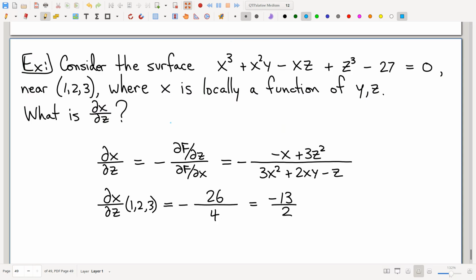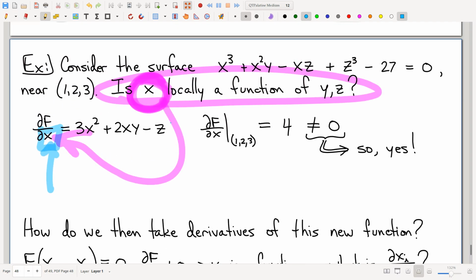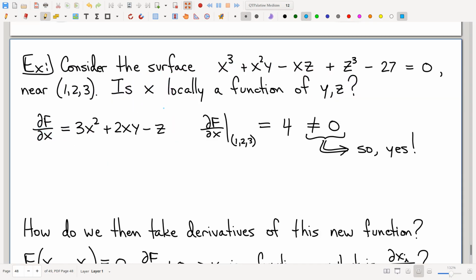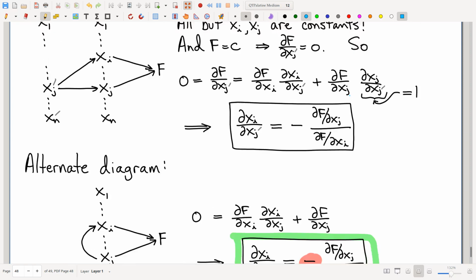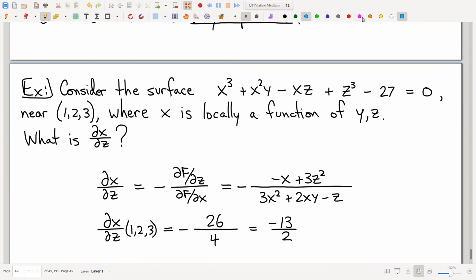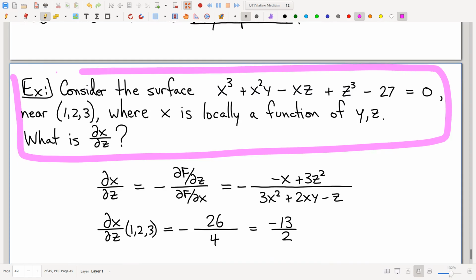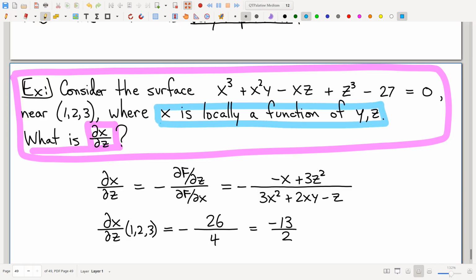You'll notice that I wrote this as two examples, right? So the first part of the example was that, and I explicitly point, is x locally a function of y and z? And then the second part is, what is the value of the partial of x with respect to z? And notice where I assume the conclusion from the previous example, right? So this looks like two different examples, and I want y'all to think of this as two parts in the same example, because here's how it'll typically be phrased, right?